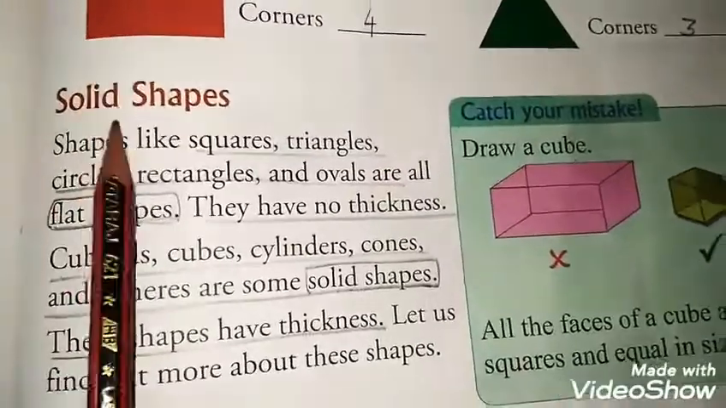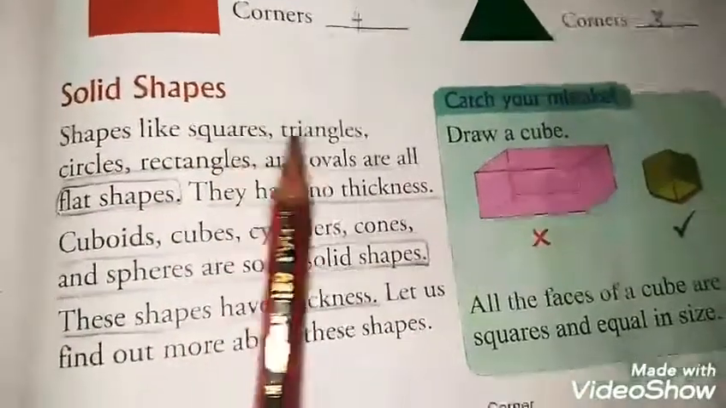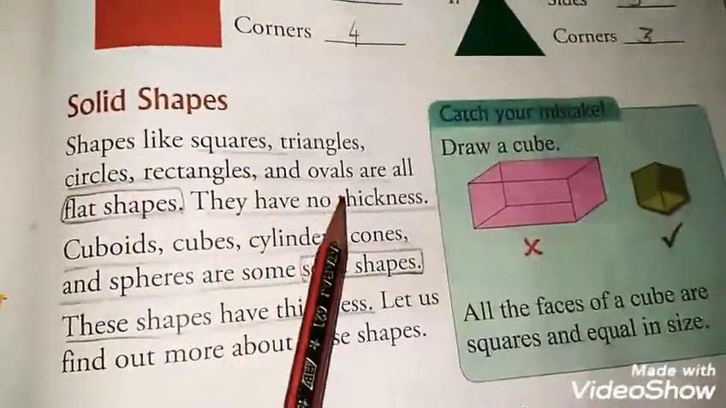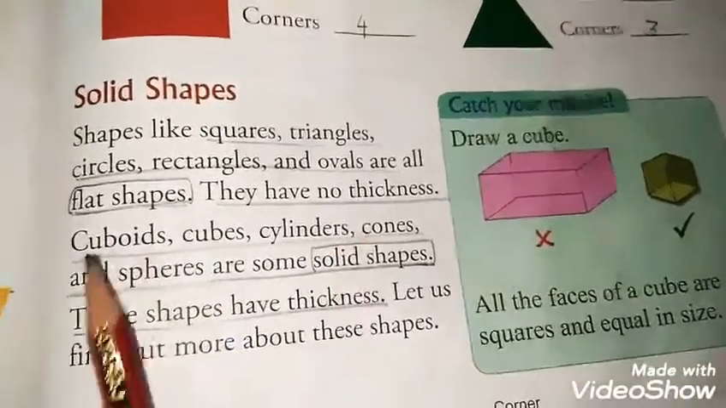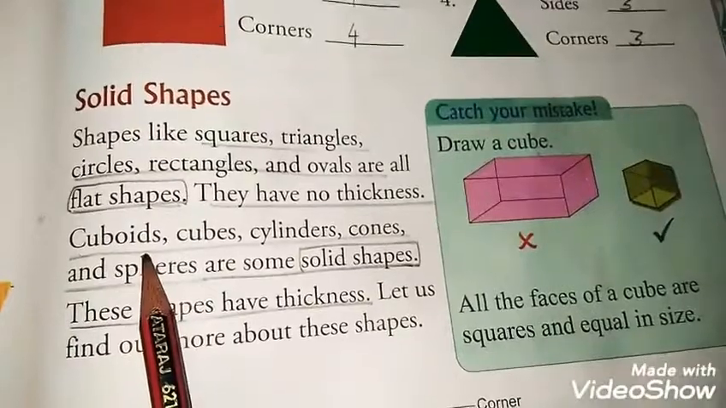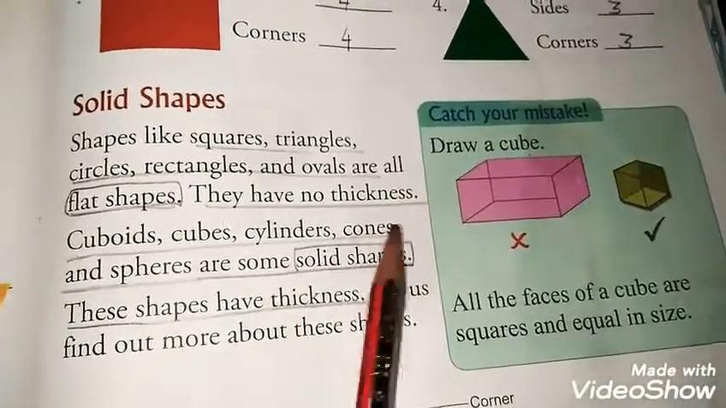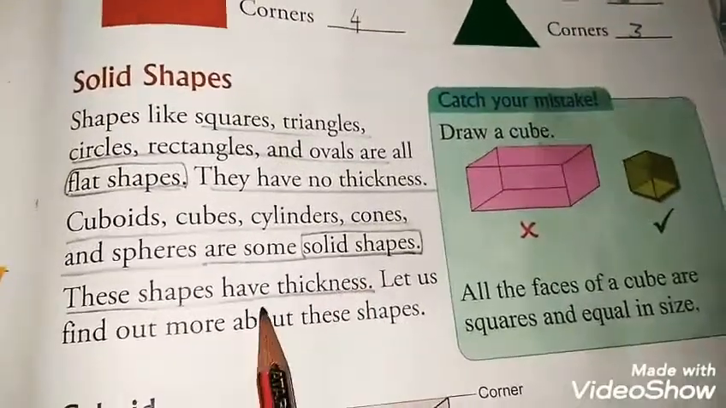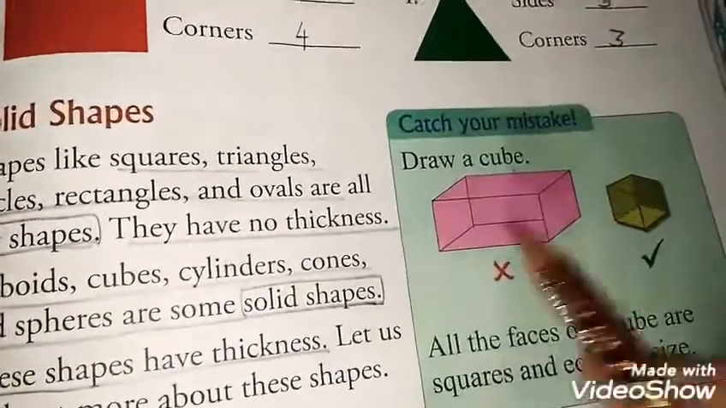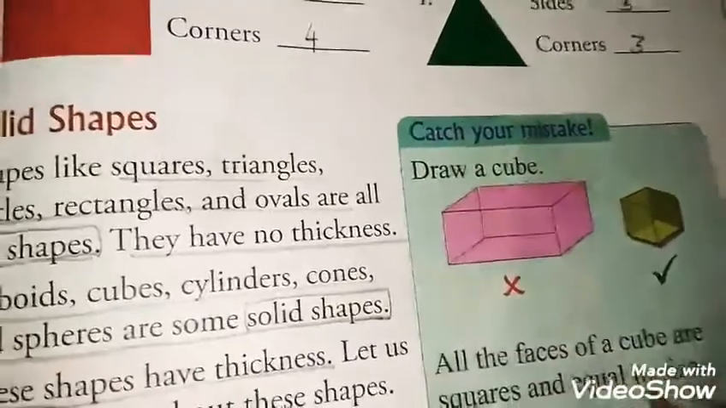Next is our solid shapes. See, these shapes: square, triangle, circle, rectangle and ovals. These are flat shapes and they have no thickness. But these solid shapes like cuboid, cube, cylinder, cones and spheres, these are some solid shapes and they have some thickness. Students, do remember, for making a cube we need a square.